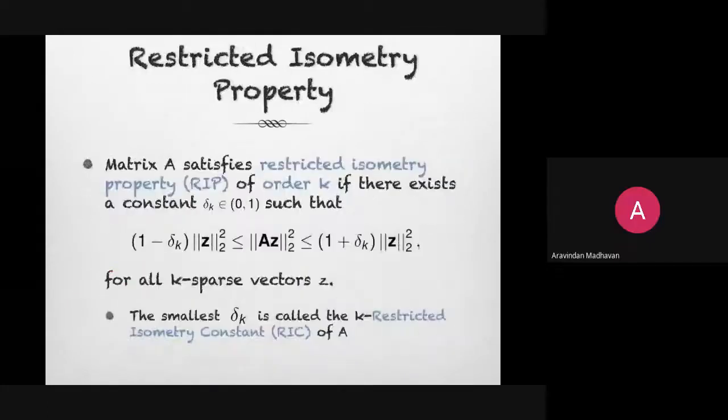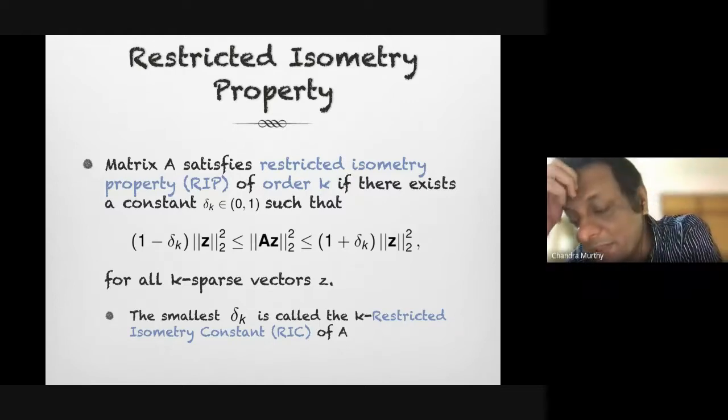Sir, excuse me, sir. Yeah. The recovery guarantee, while the recovery, is there any problem in delta K? Whether we are able to find out the delta K? Can you repeat your question? I think part of it got lost.